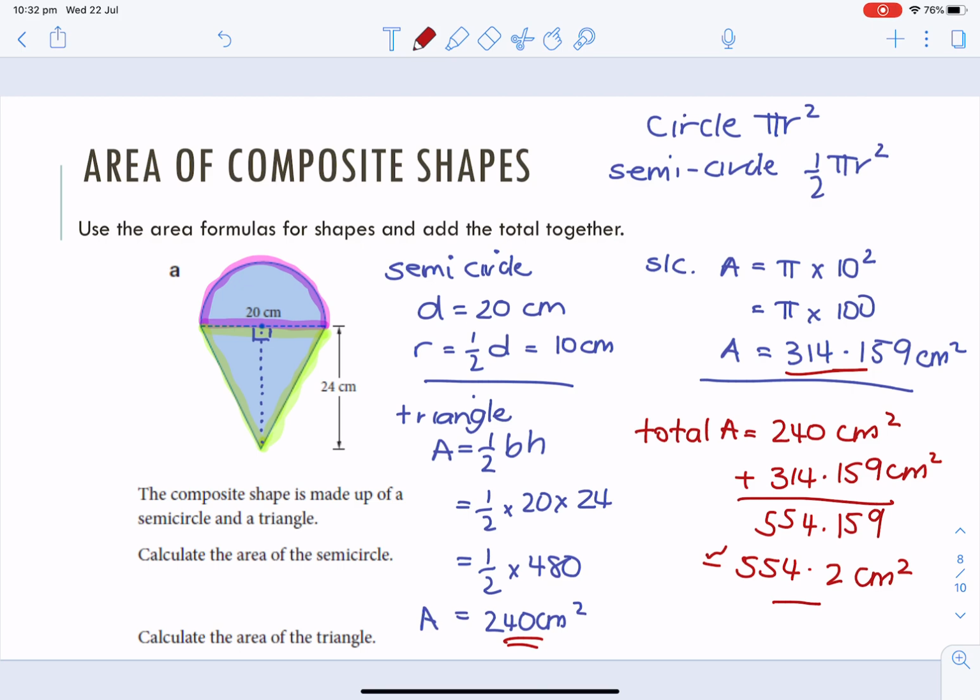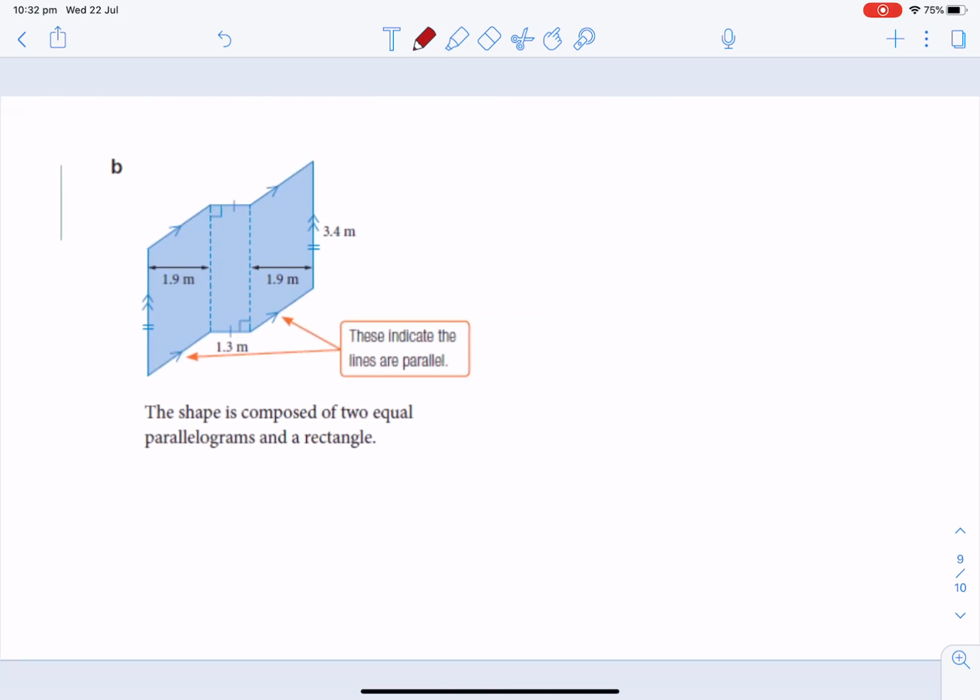All right, on to our second example. This shape is comprised of two equal parallelograms and a rectangle. So we need to break this into three parts. So we've got part number 1 there, part number 2 there, and part number 3 there. But you'll notice that part number 1 and 3 are actually the same thing. So we only need to do one calculation, and then we add that figure twice.